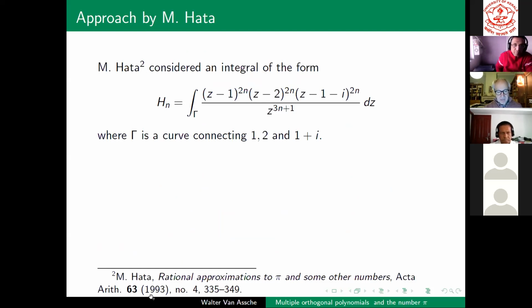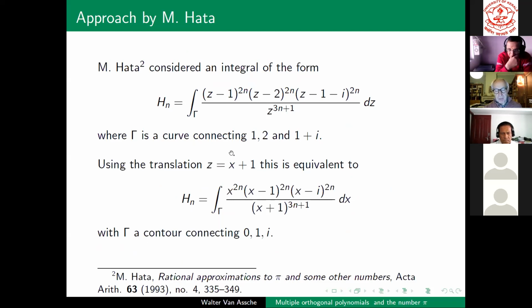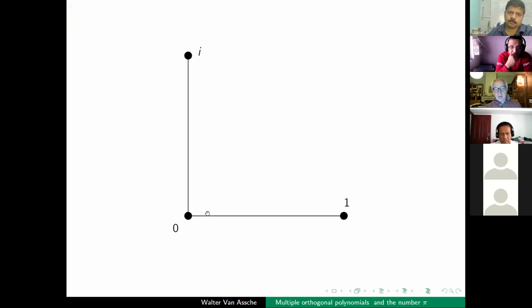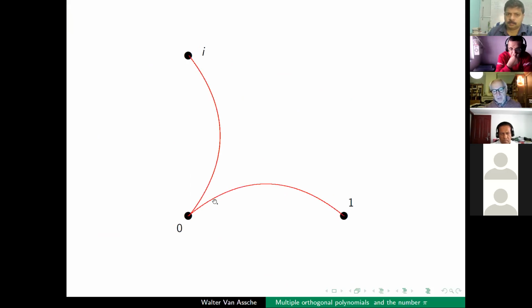Masayoshi Hata in 1993 used a different integral. So he used this rational function and a contour, which is a curve connecting points 1, 2, and 1 plus i. Well, I like to change this a little bit around and make this change of variable. So a shift, a translation, and then the Hn becomes such an expression, which has this polynomial with zeros 0, 1, and i, and a pole in -1. And the contour now will be connecting the points 0, 1, and i. So actually you have a contour connecting these 3 points. And you can deform the contour in any way, as long as you don't go around the point -1, which is the pole.